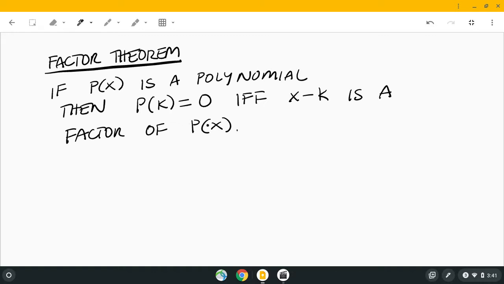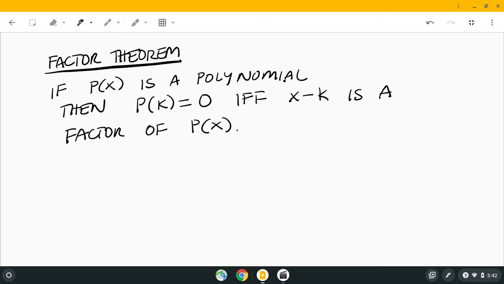x minus k is a factor if you get 0 for a remainder, right? That makes sense. Just like with regular numbers, 5 is a factor of a number if you get a remainder of 0. So if you do 10 divided by 5, you get 2 remainder 0, so 5 is a factor of 10. If you divide 8 by 5, you get 1 remainder 3. You end up with a remainder, so 5 is not a factor of 8.